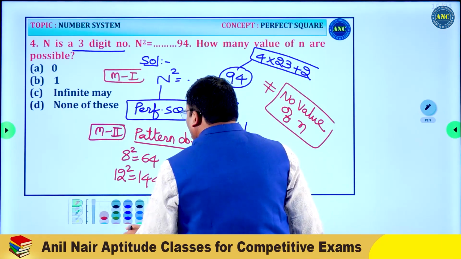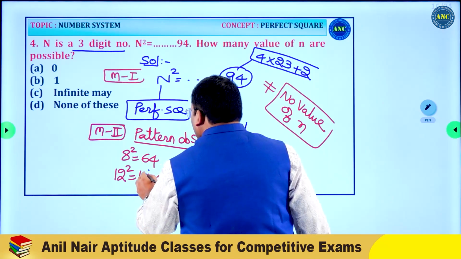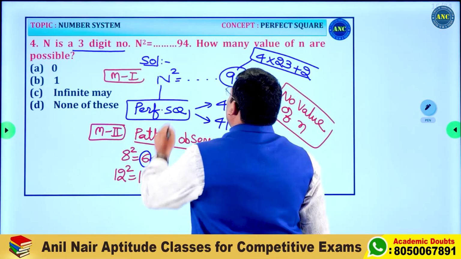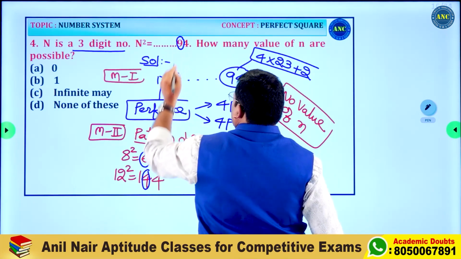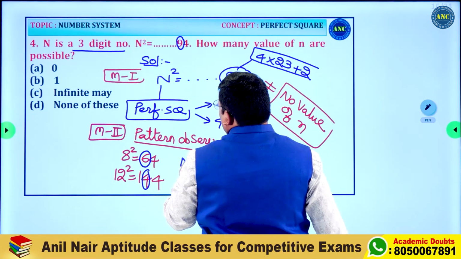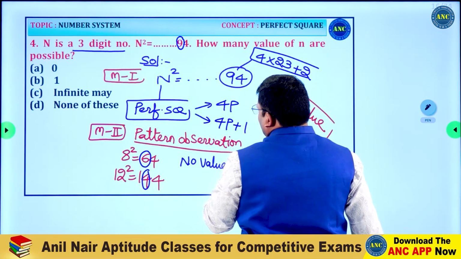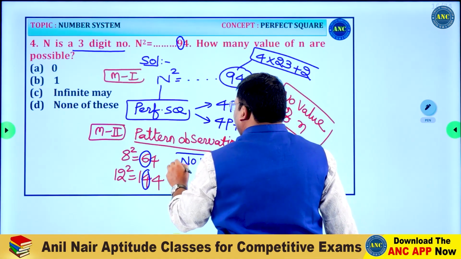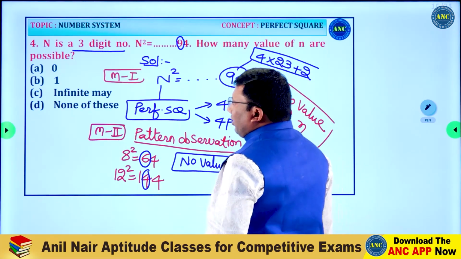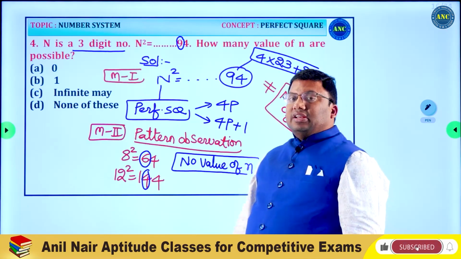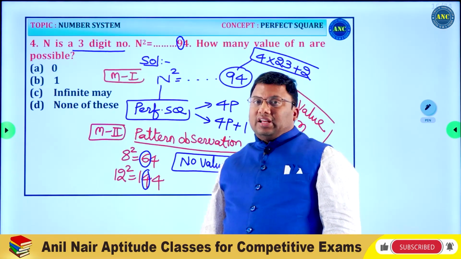The tens place is always an even number. But according to the question, the tens place is an odd number. So the answer for this question is no value of n will satisfy. N is a 3-digit number, N square is ending with 94.